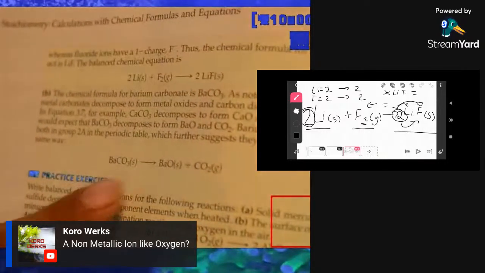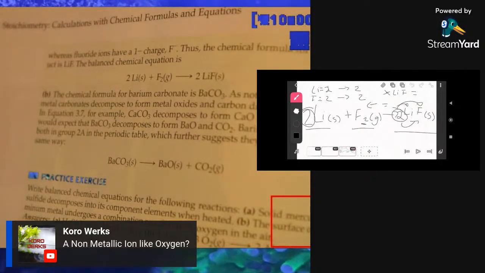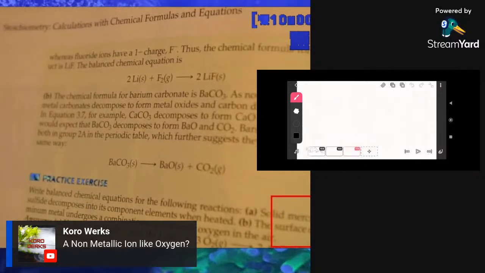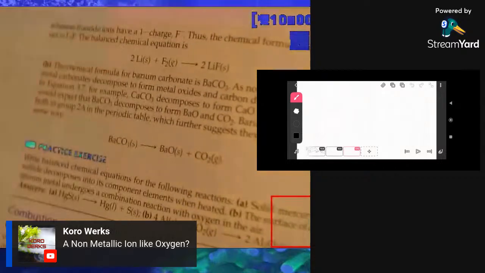So here's the next equation right there. Let's do that one. There's the answers right there, guys. Hold on, guys. Sorry, I gotta be careful right here. You know what I mean? You never know.